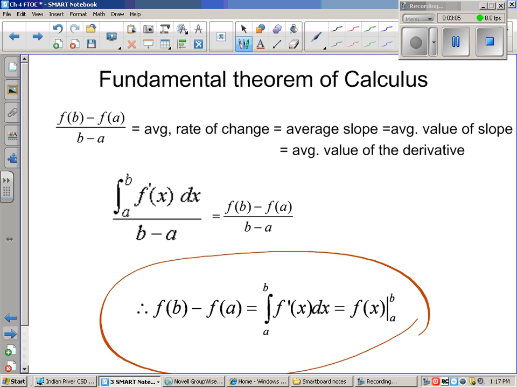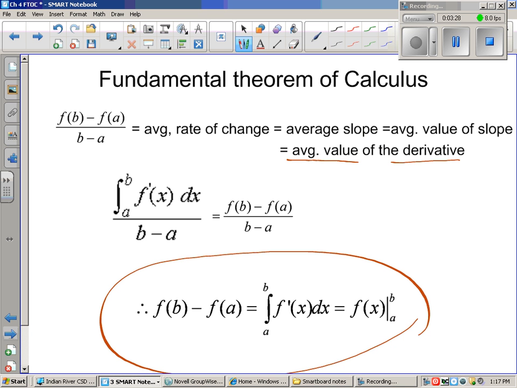Well, this is what you're looking at. The average rate of change, if you recall, is f of b minus f of a over b minus a. It's your slope. It's what you've known it to be. It is also the same thing, if you remember, as doing the average value of the derivative. If we did the area underneath the derivative and then divided by the length of the interval, we would get the same thing.